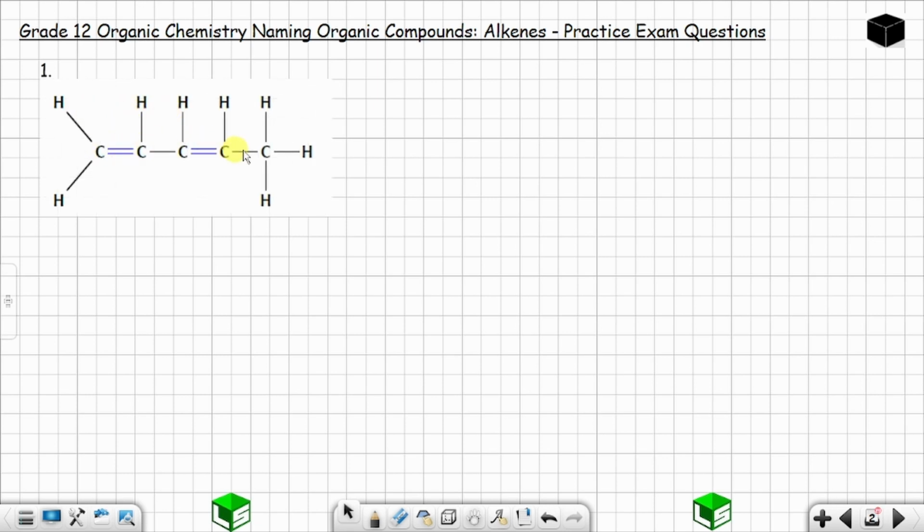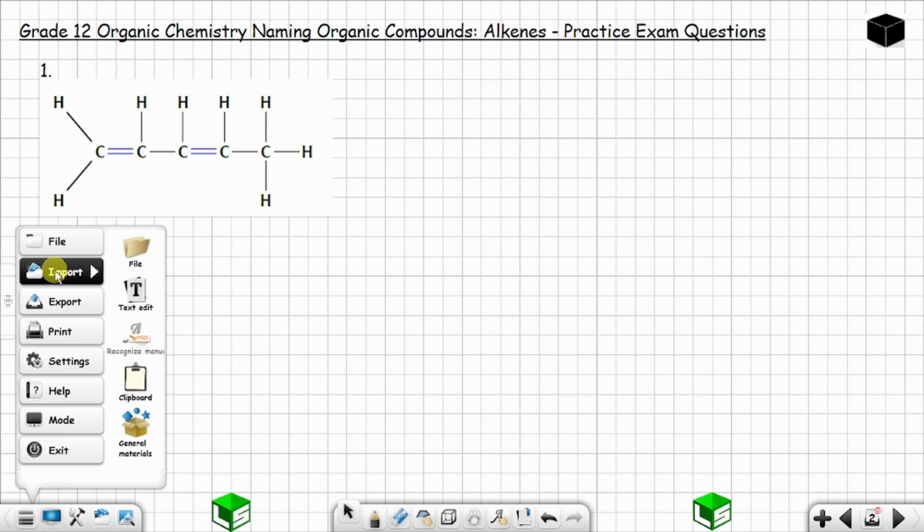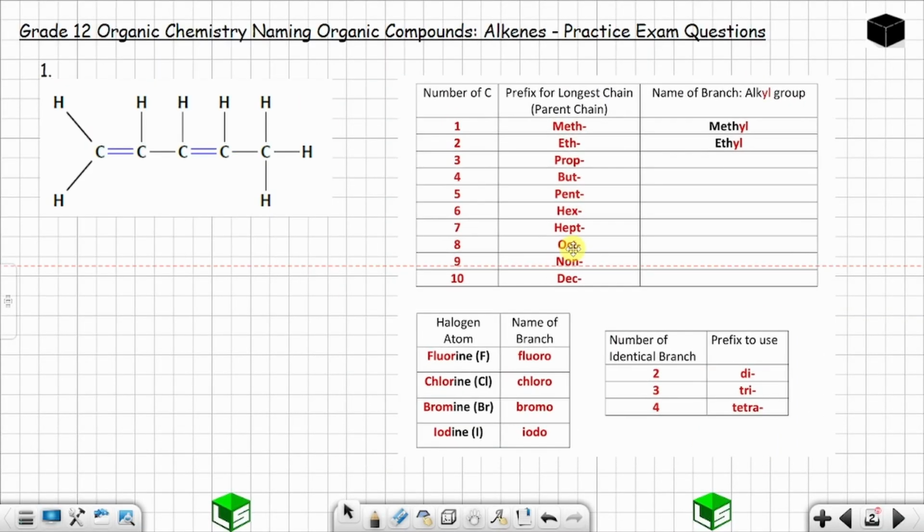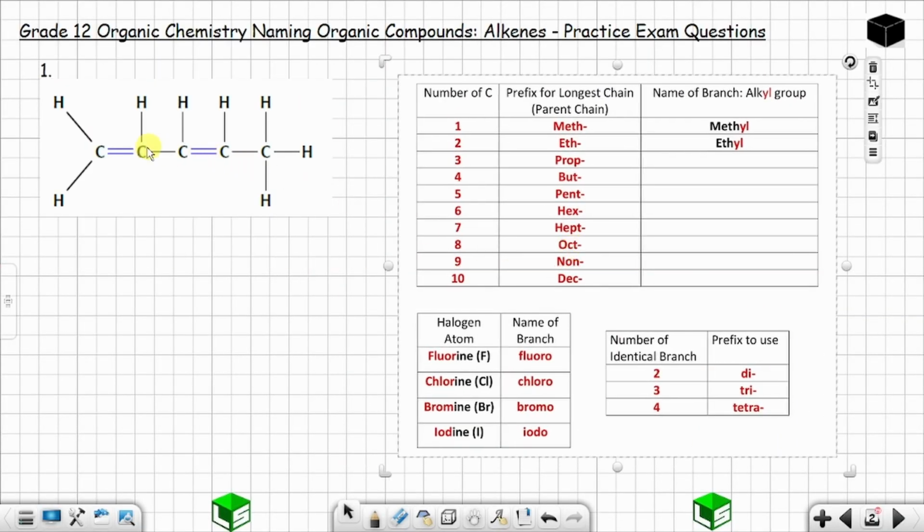So this is an alkene. You can see you have 2 double bonds. It is possible to have more than 1 double bond in an alkene. Okay, and you can also see that you don't have any branch. You are going to need this table, the one I told you to memorize. Let's put it here.